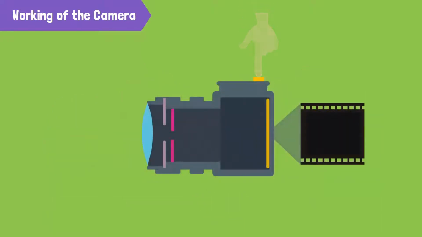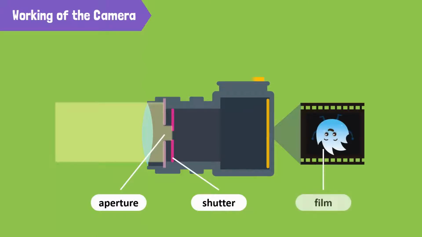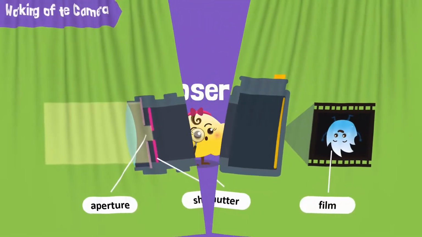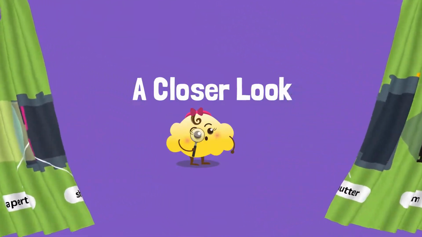When the button of the camera is pressed, the light coming from the object enters the camera through the shutter and aperture, forming a real and inverted image on the film. Let's have a closer look to compare the eye and the camera in detail.